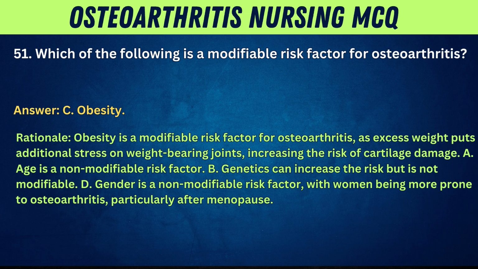A. Age is a non-modifiable risk factor. B. Genetics can increase the risk, but is not modifiable. D. Gender is a non-modifiable risk factor, with women being more prone to osteoarthritis, particularly after menopause.